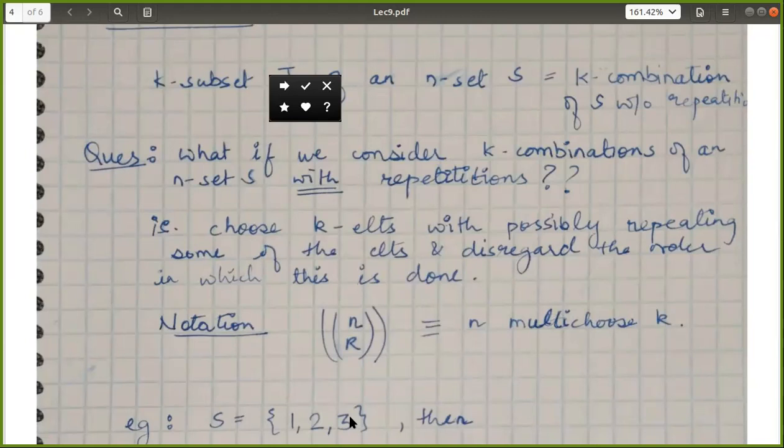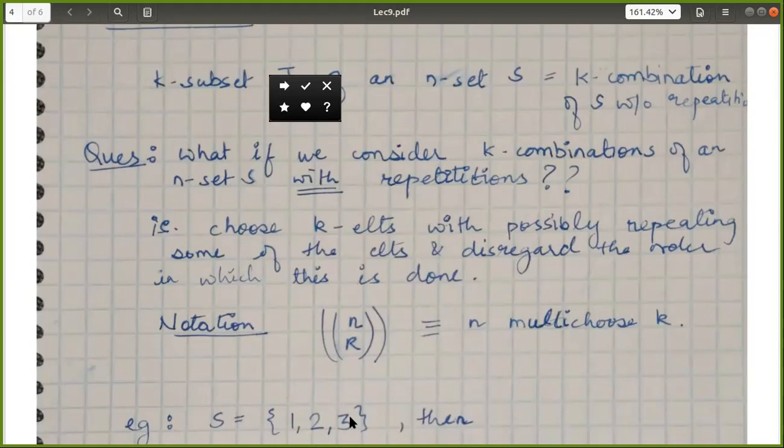So first of all, when I say 3 multi-choose 2, what is the cardinality of the multi-set you have to pick? 2. And now there are 2 slots. These need to be filled with the elements 1, 2, or 3 with possible repetitions, right? So to start you off, I can tell you one such multi-set, and that is 1, 1. You please tell me another one.